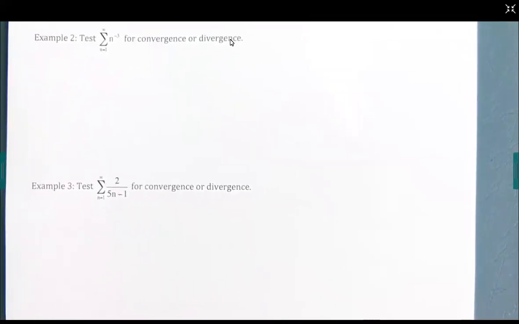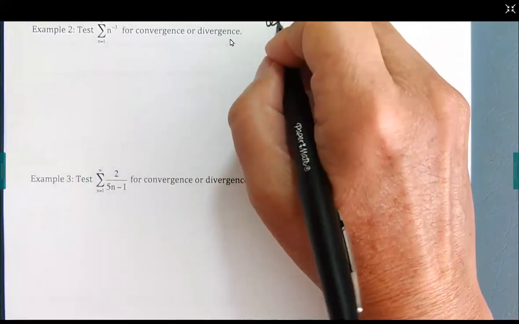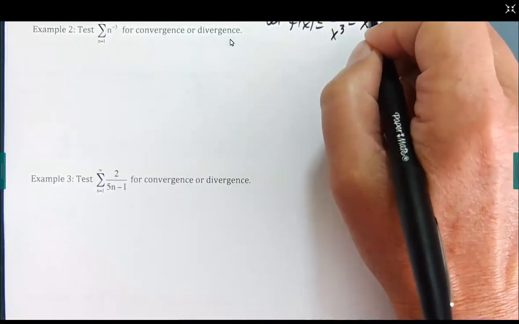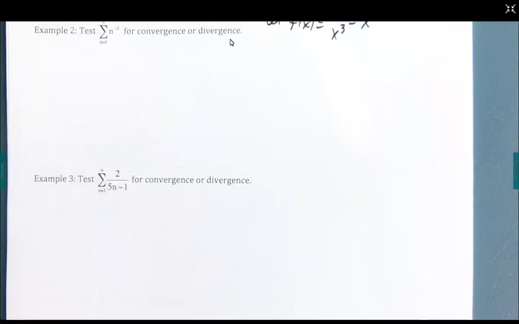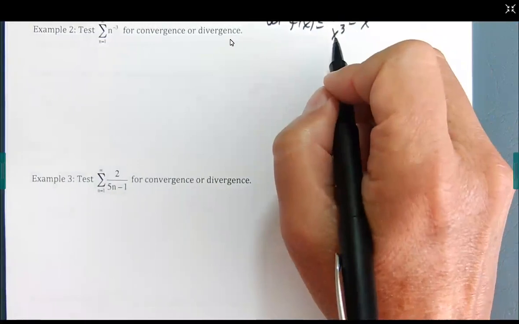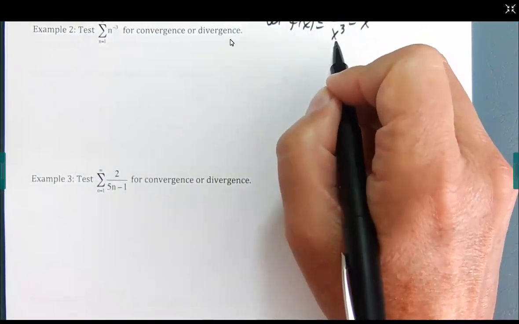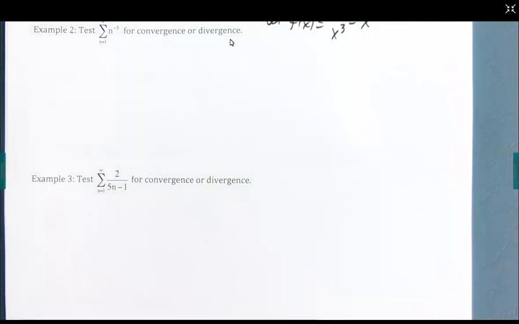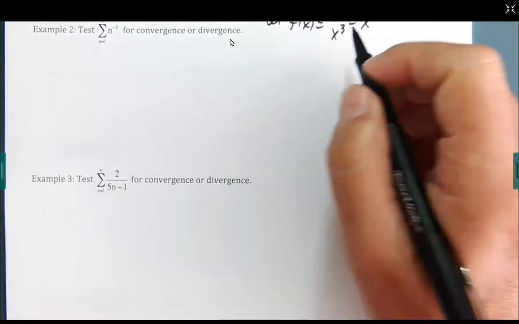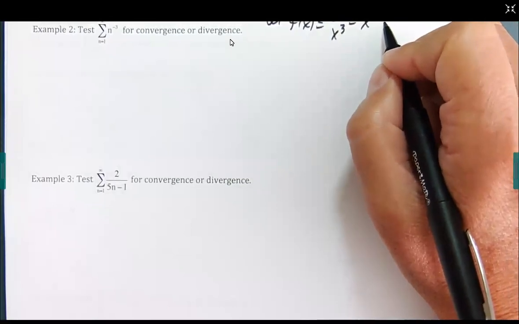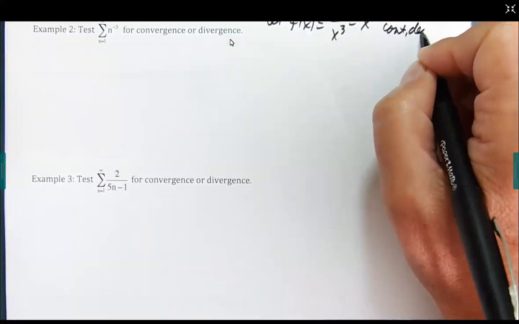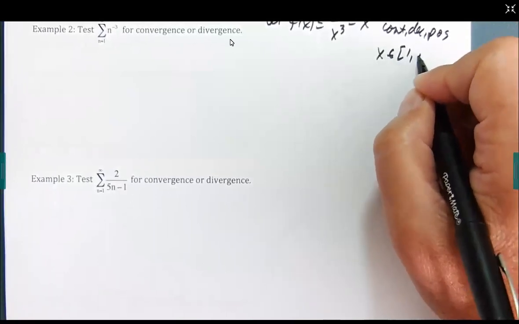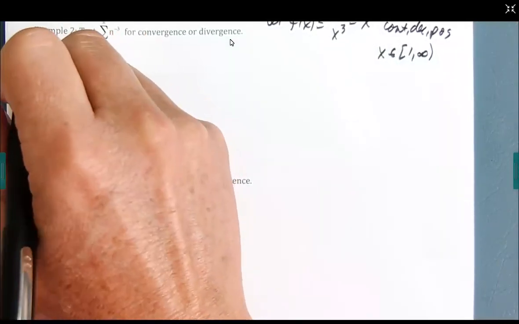And number 2, test this one here. Well, I'm going to let f of x be 1 over x cubed, which hopefully we know is x to the negative third, which is going to be a great analog for our discrete function here. And because x is going from 1 to infinity, this will always be positive. It's continuous. I'm not hitting zero, so I'm not dividing by zero. And it is decreasing because as the denominator gets larger and larger, the whole thing gets smaller and smaller. So this is continuous, decreasing, and positive on x from 1 to infinity. So we can apply the integral test.